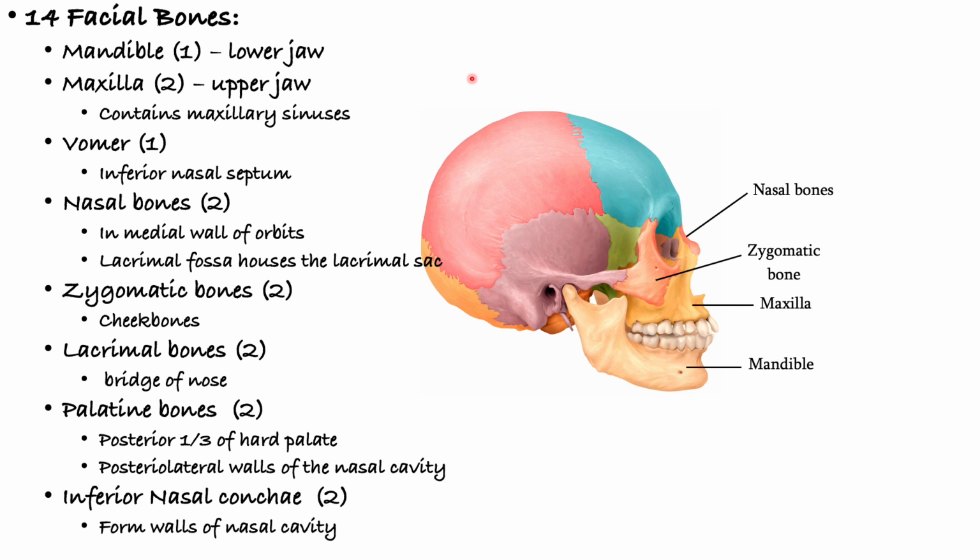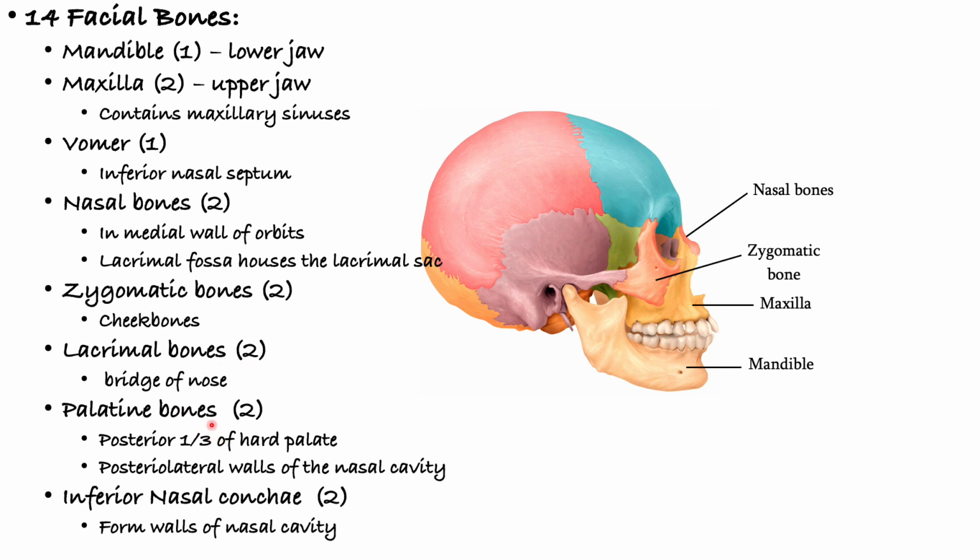The vomer, you can't see it in this view because it's a lateral view. But this is where you're going to find the inferior nasal septum. And we have the nasal bones, which make up the bridge of the nose. There's the lacrimal fossa, which is where the lacrimal sac will be located. The lacrimal sac contains the lacrimal gland, which is the gland that makes your tears. The zygomatic bone is basically your cheekbones. And we also see the lacrimal bones. There are two of them. They make up the medial wall of the orbit, very close to the nasal area.